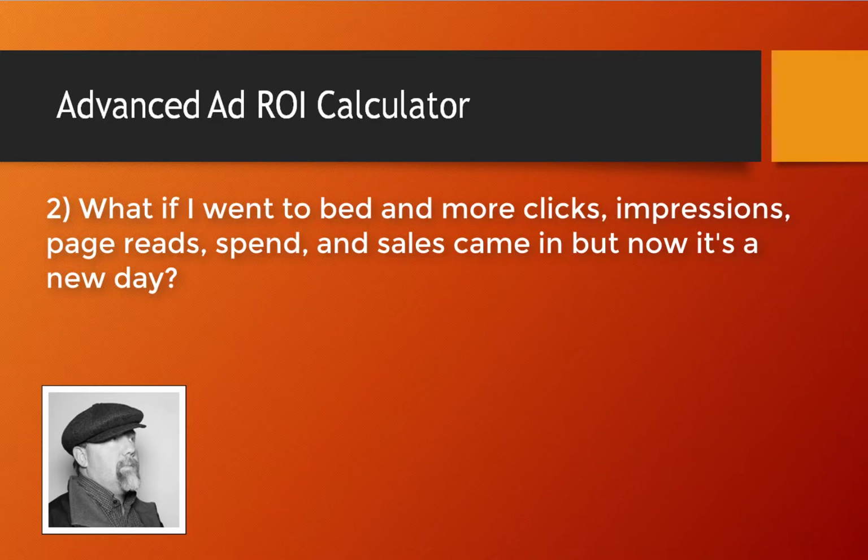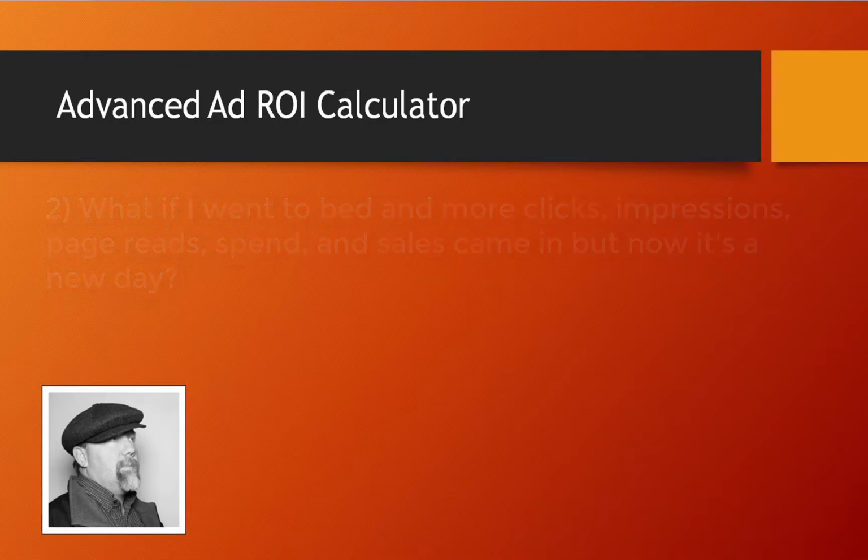2. What if I went to bed and more clicks, impressions, page reads, spend, and sales came in, but now it's a new day? The easiest thing to do is just edit your last entry with the new data. In truth, the only thing you really needed to edit was the final page read number for the day. You can leave all the others because those impressions, clicks, spend, and sales are entered as cumulative, and you can just do the new entry and hit the timestamp.